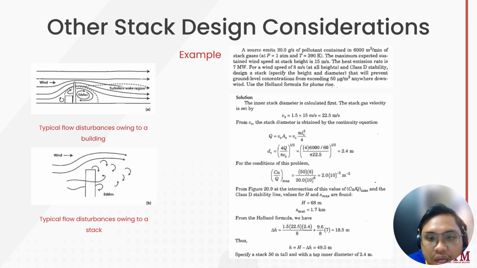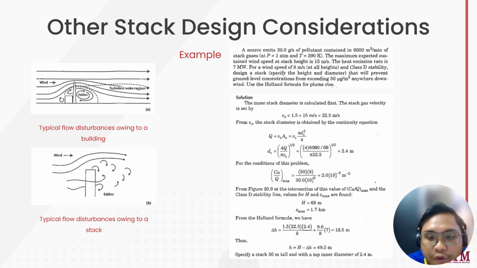For the solution, the inner stack diameter is calculated first. The stack gas velocity is set by Vs equal to 1.5 times 15 meters per second, equal to 22.5 meters per second. From the Vs we obtain the stack diameter, calculated by the continuity equation. From the Q equation, we can formulate to find the ds. So ds equals the square root of 4Q over pi times Vs, equal to 2.5 meters.